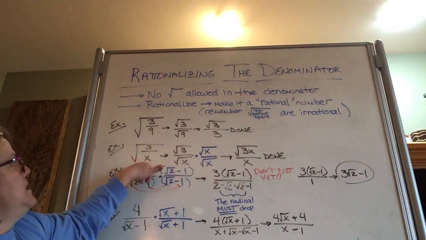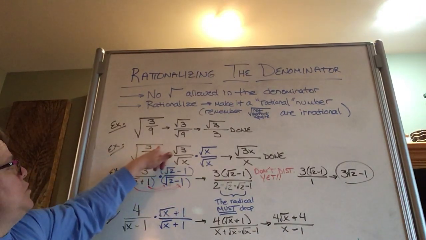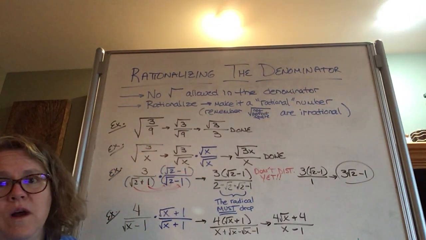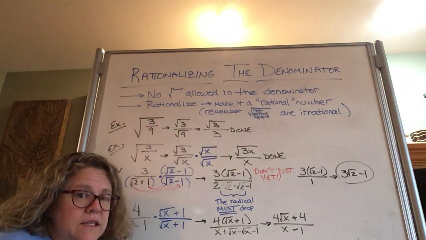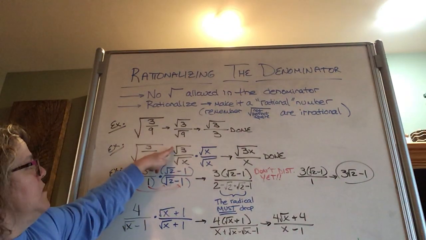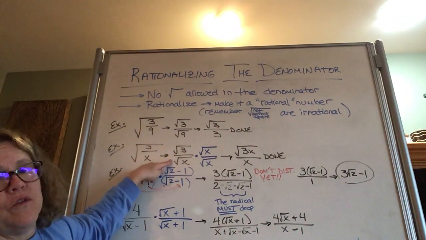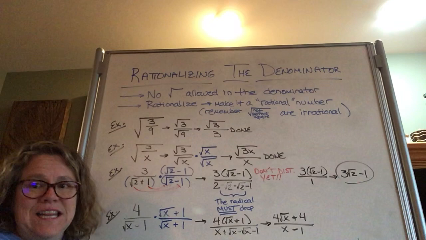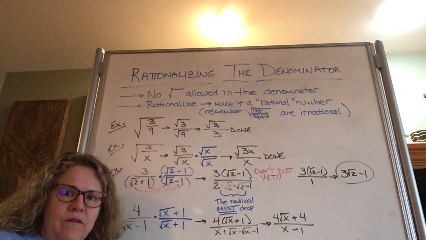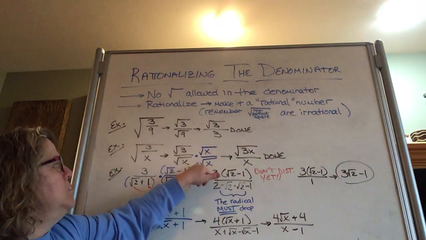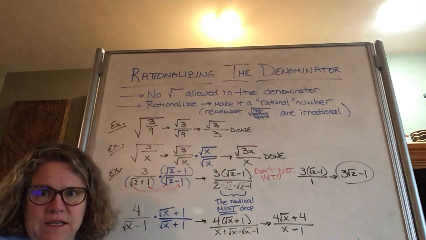However, this next example, we have the square root of 3 over x. Well, I cannot take the square root of x. I have no idea what that is. So when I split my radical and I end up with radical 3 over radical x, I can't leave it there. That is a radical in the denominator, and I can't leave it there. So what I'm going to need to do is I'm going to need to get rid of that somehow.